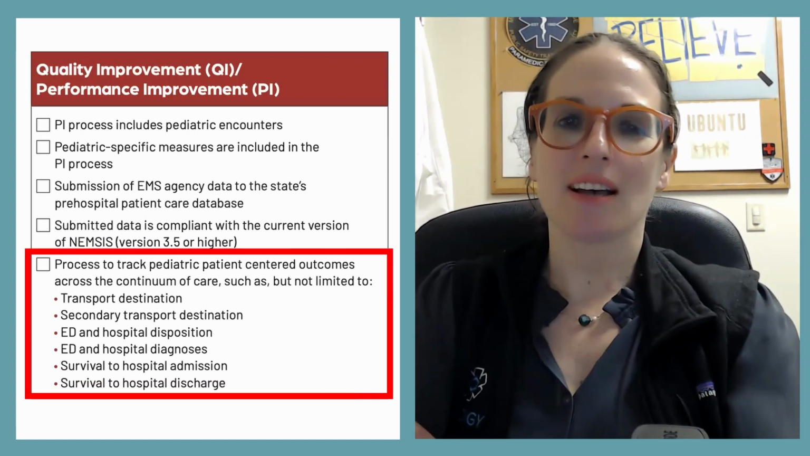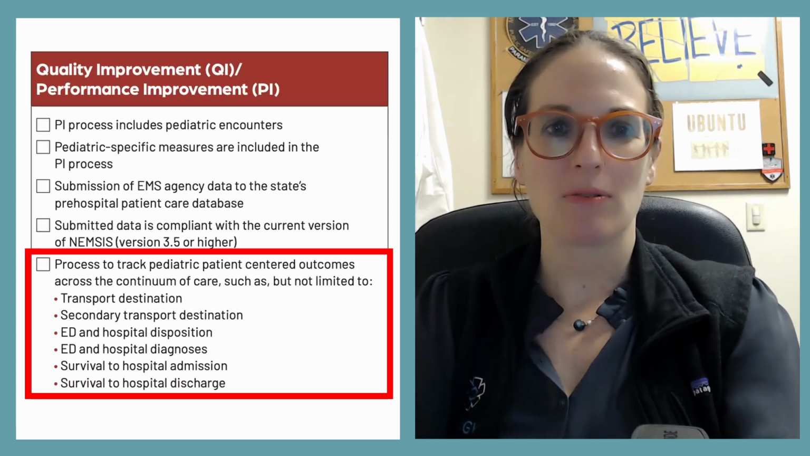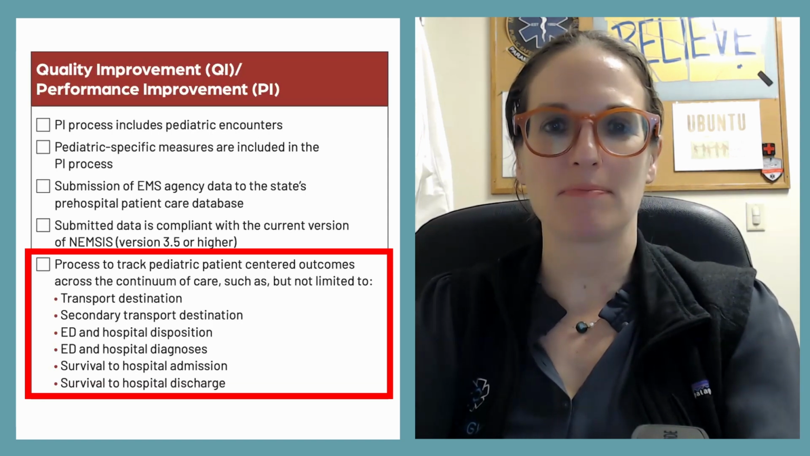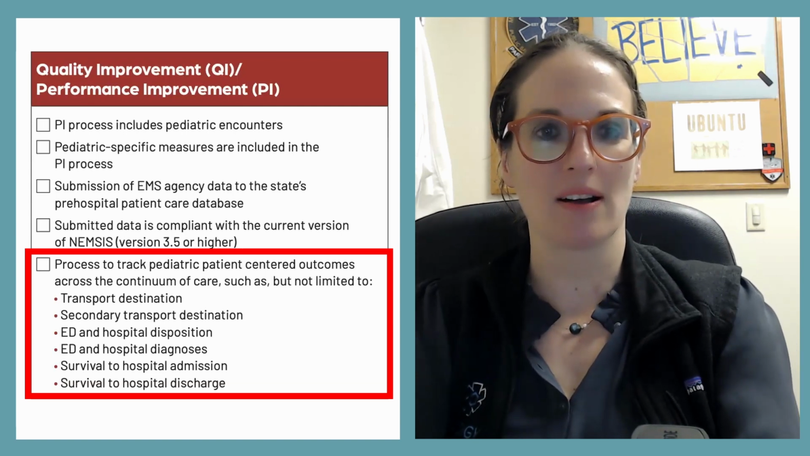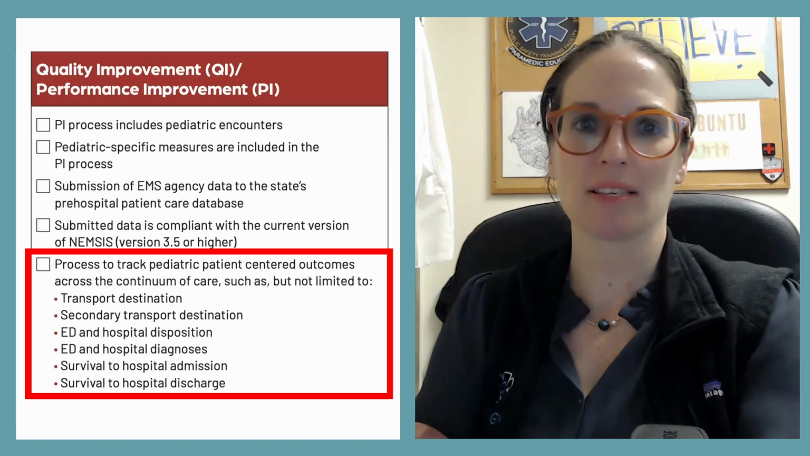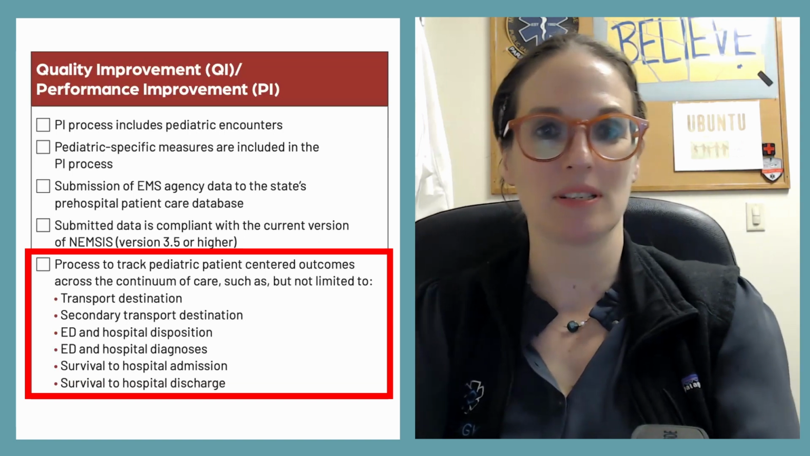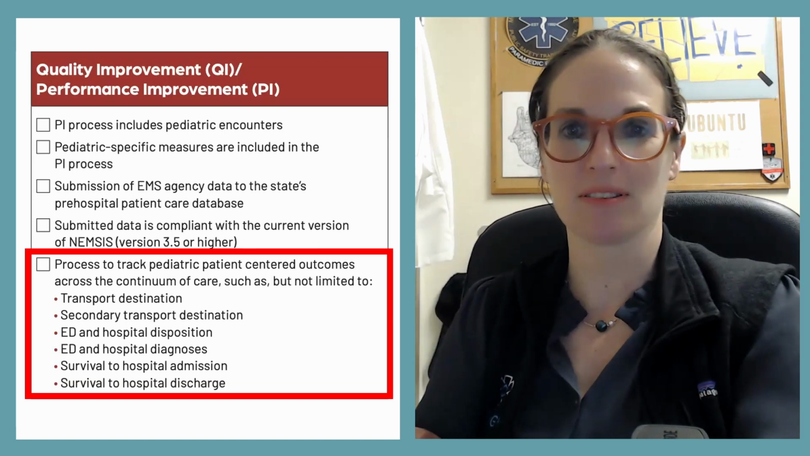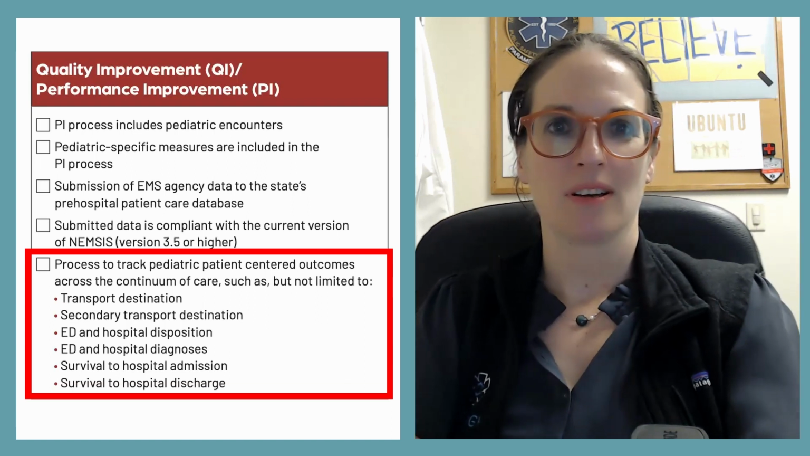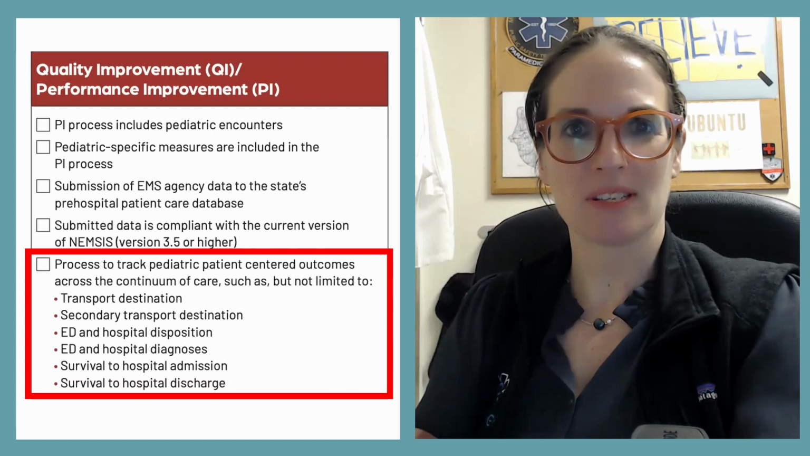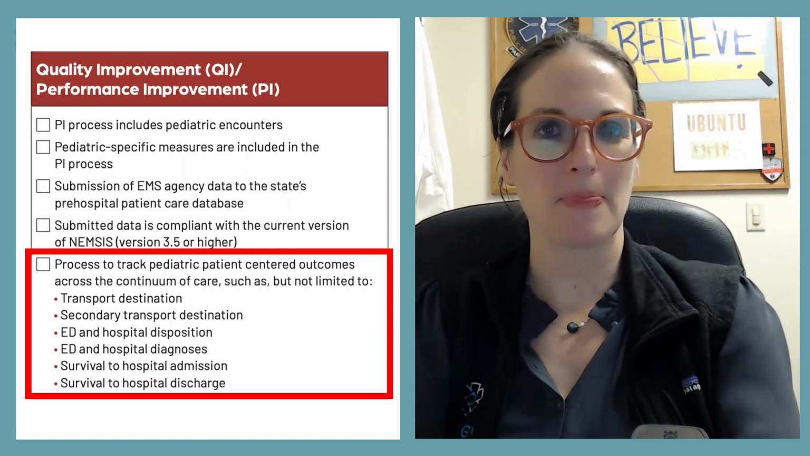So the last, I think, might be a little bit more challenging, which is a process to track pediatric patient-centered outcomes across the continuum of care, such as but not limited to transport destination, secondary transport destination, ED and hospital disposition, ED and hospital diagnosis, survival to hospital admission, and survival to discharge. So can you give me an example of a system that is able to track pediatric outcomes in that way?